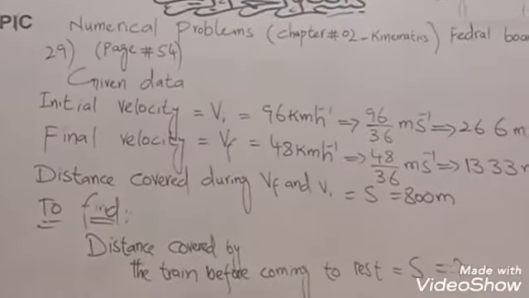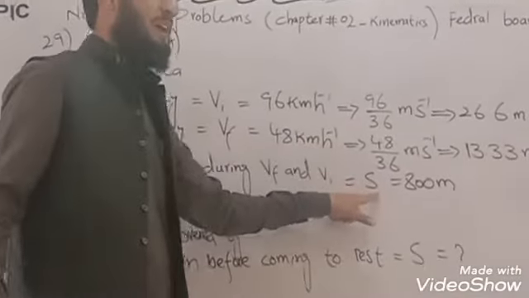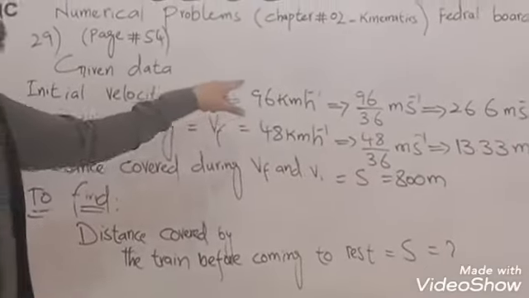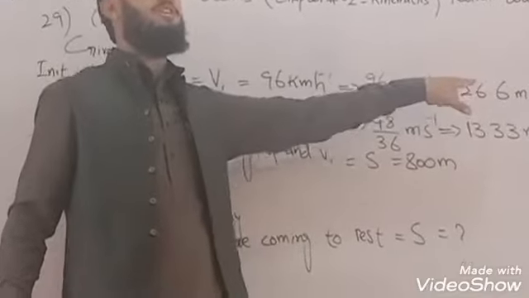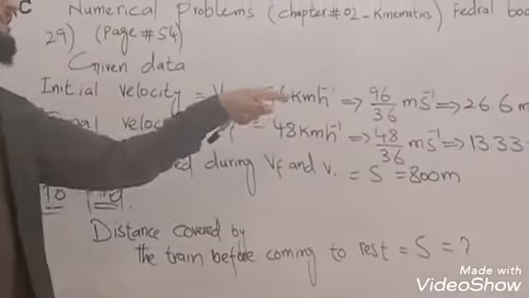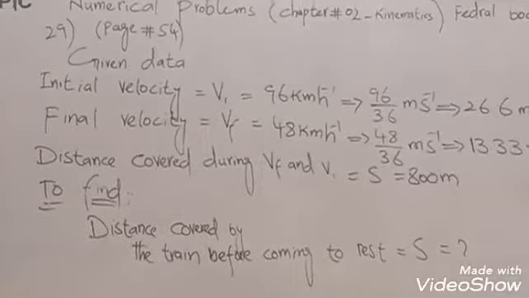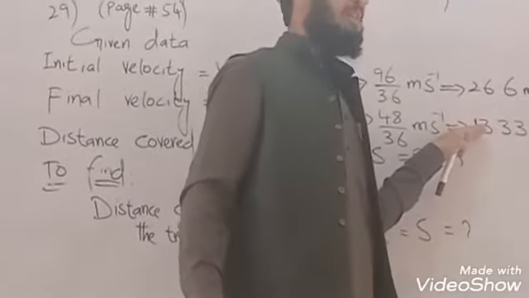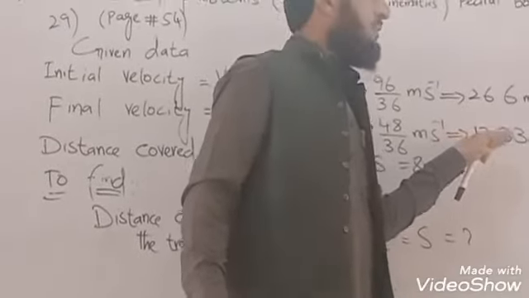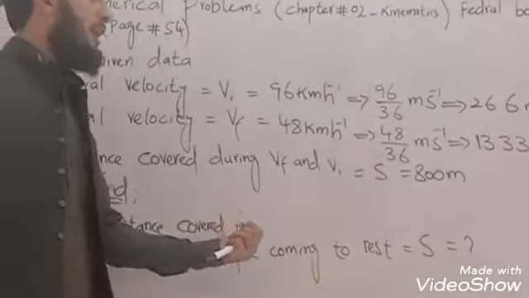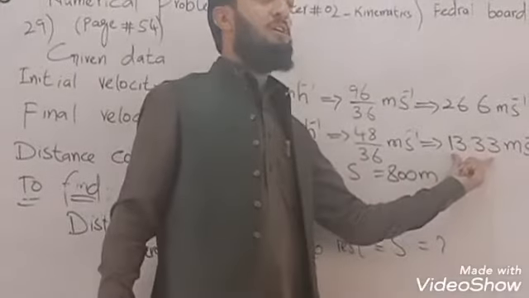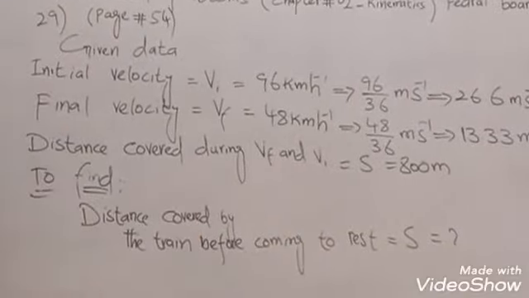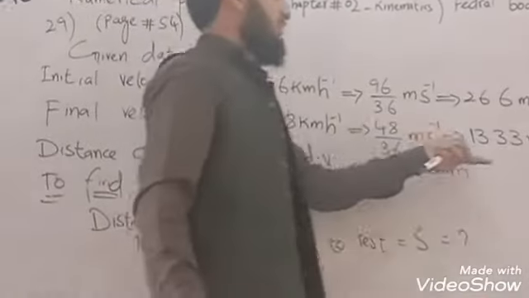Now there is difference between this S and this S. This S is the distance covered by the train when its speed was decreasing from 26.6 meter per second to 13.33 meter per second. But now still the train is not at rest. The brakes are applied, and according to the given statement, we have to find the distance covered between this speed and rest. Means you have to calculate to find the distance before coming to rest.